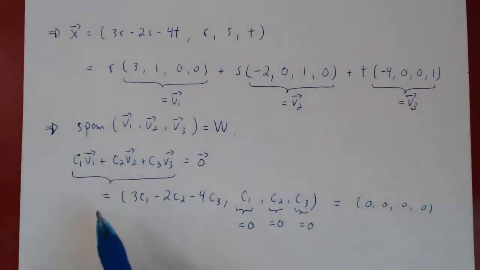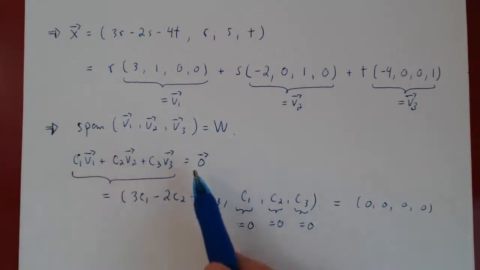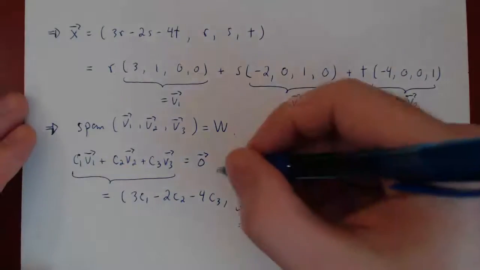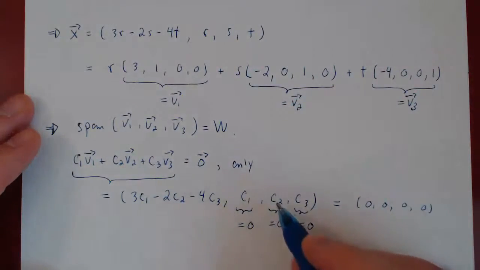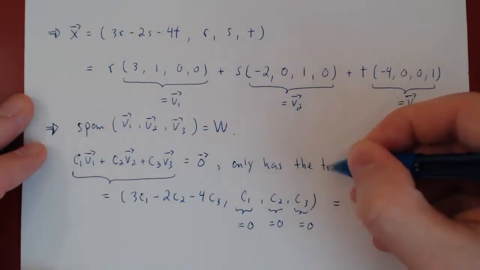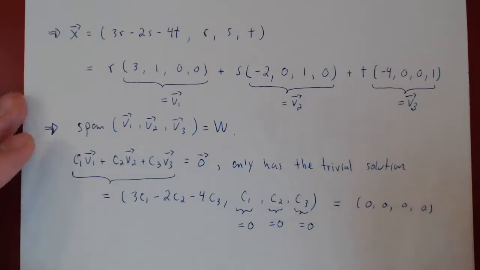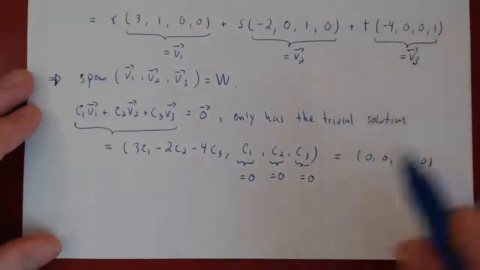And so you see, if you have a linear combination of the vectors v1, v2, v3 giving the zero vector, the three coefficients must be equal to 0. So this equation only has the trivial solution, where every coefficient is 0. Well, this is therefore, by definition, the vectors v1, v2, v3 are linearly independent.